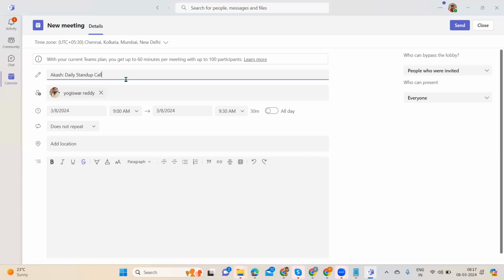Team Akash. By doing this, what is the benefit? The product owner, senior management, or stakeholders will know which team is attending the daily stand-up call.